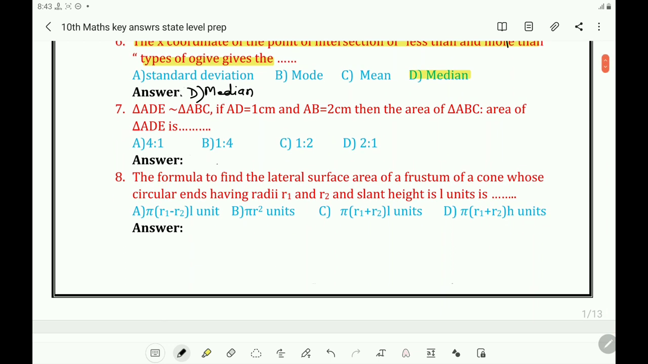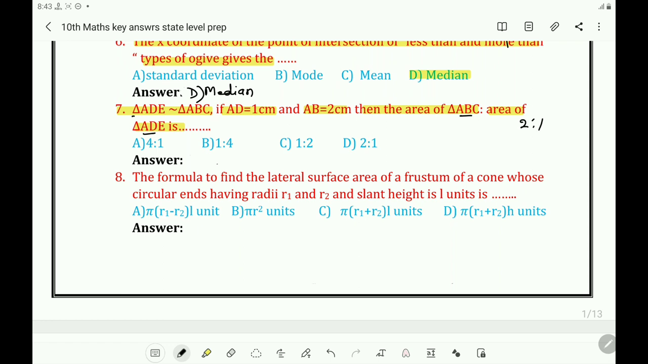Next, seventh question. Triangle ADE is similar to triangle ABC. If AD equals 1 cm, AB equals 2 cm, then the area of the triangle ABC is to the area of the triangle ADE. Here, AD is here and AB is here. So the ratio of the sides is 2 is to 1.